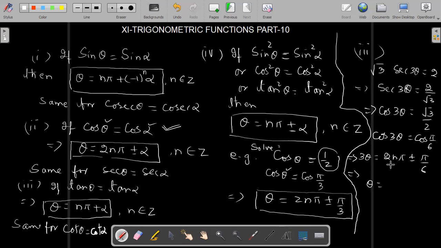Okay. So this is 3 theta, correct. So theta is equal to 2n pi by 3 plus minus pi by 18. That's it. This is the general solution. So these are just starting questions where only the right hand side gives one value that you have to convert into a trigonometrical function. We can have more questions on tan.